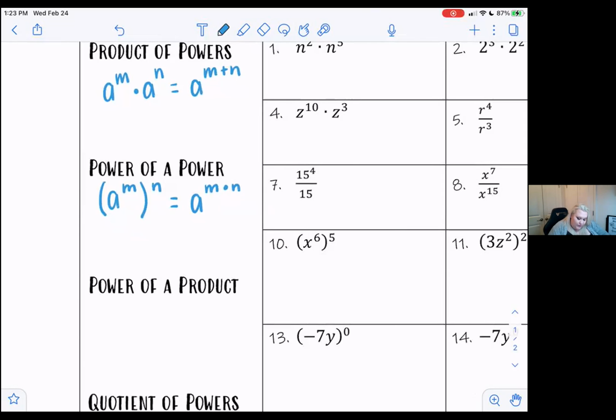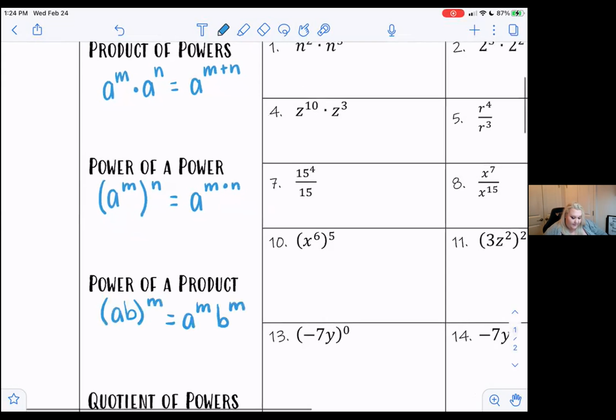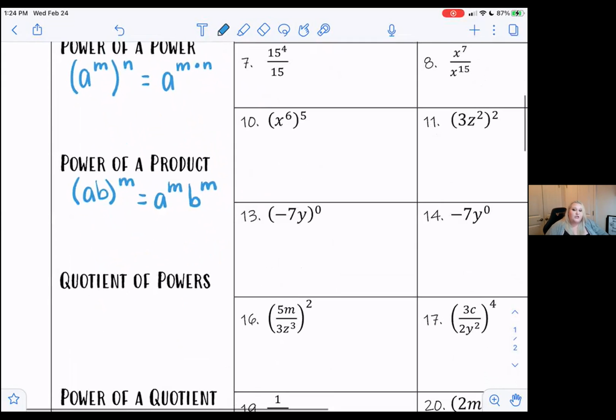All right, so let's talk about the power of a product. That means if I have two numbers in the parentheses like this, where it's a, b, all raised to the power of m, that's like saying a raised to the power of m and b raised to the power of m. That's kind of like the distributive property. A quotient of powers. So it's just like the power of a product. It's the power of a quotient.